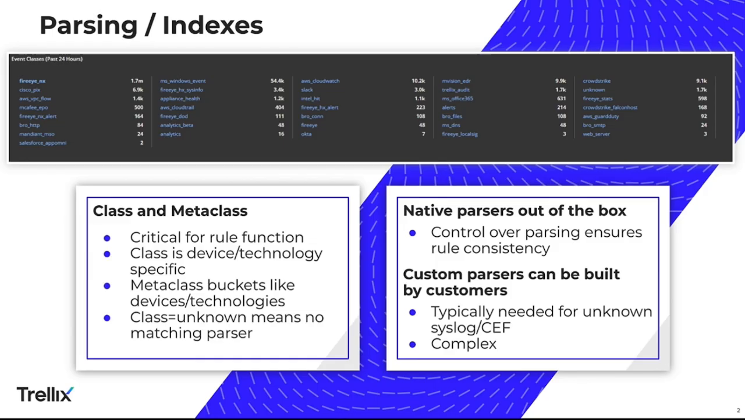If the class equals unknown, that means that no matching parser was found within Helix Connect. Trellix provides native parsers out of the box, which allows control over parsing and ensures rule consistency across the platform. Trellix also provides custom parsers that can be built by customers. This is typically needed for unknown syslog or CEF data and can be very complex to build.